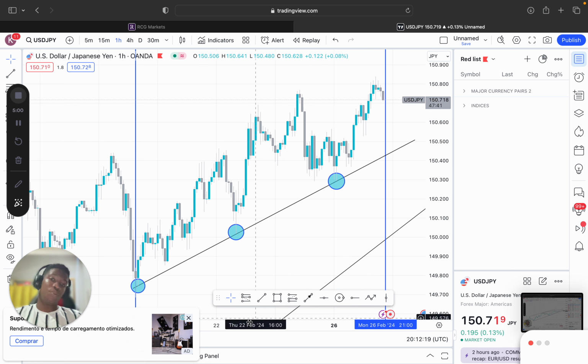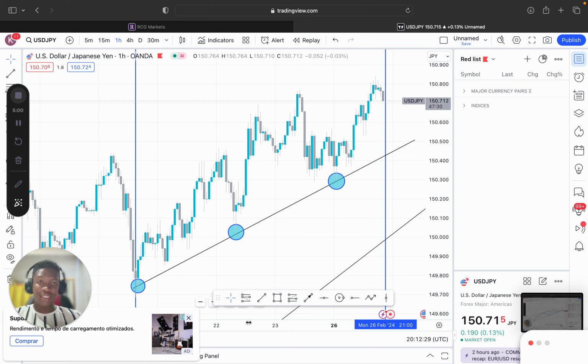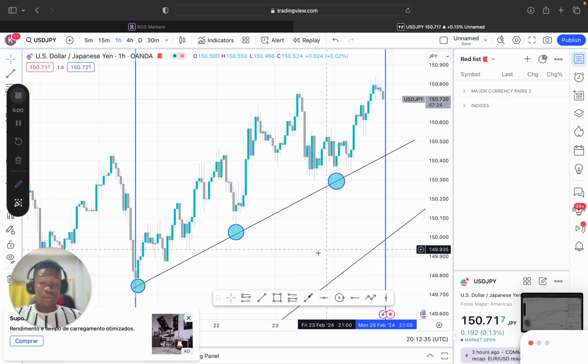On the third touch, you enter buys on the market, because the third touch on the bullish trend line basically indicates that you can continue setting your buys, right? And then the risk to reward ratio that I always use is 1 to 3, right?